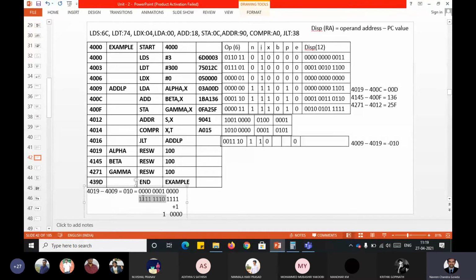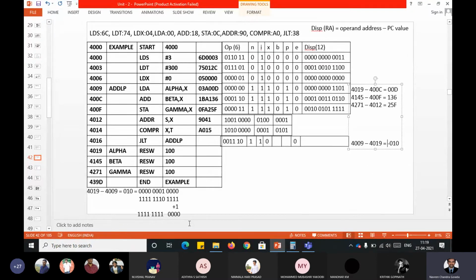I repeat. When you subtract 4009 minus 4019, you will get minus 10 actually. How to represent that in our SIC or SIC/XE? It is purely in the 2's complement, and this is how you have to generate it. So this F0 is the displacement. And again, for generating this, we made use of the PC itself, not the base. So B is 0 and P is 1.